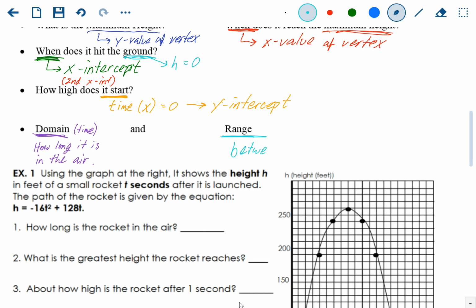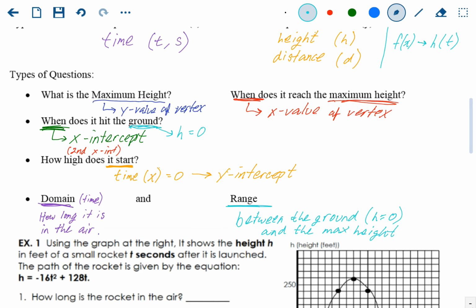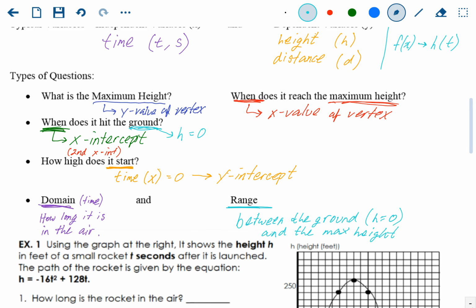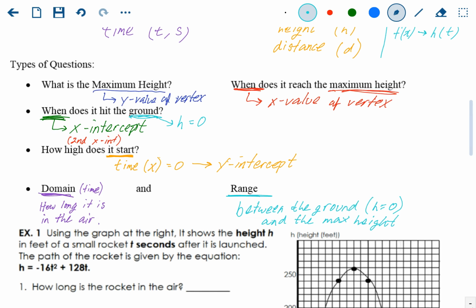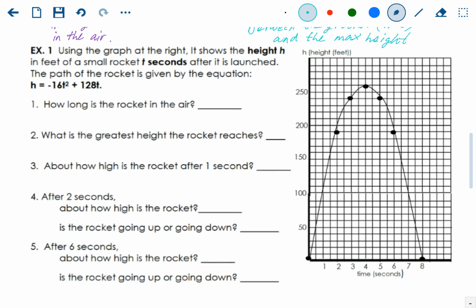The range is the y values. Now the y values are between the ground, when your height is 0, and the maximum height, which is the y value of the vertex. Usually we just have y is less than the highest or bigger than the lowest. Well, now we have the ground. The ground is always going to be the lowest spot. It's always going to be the lowest height.